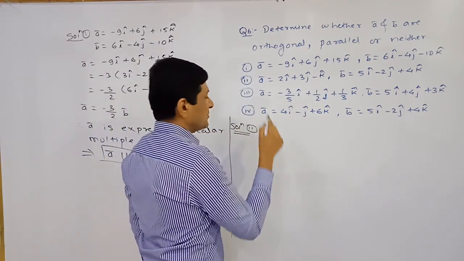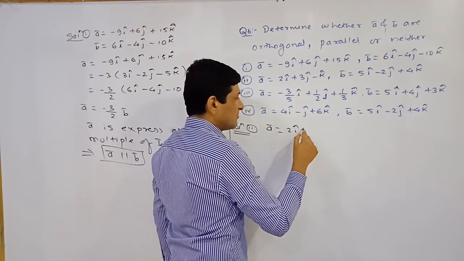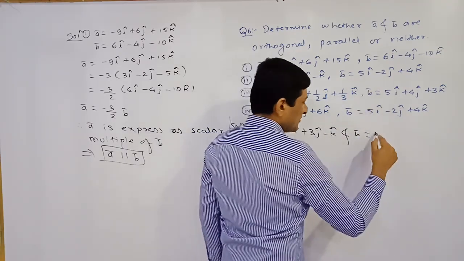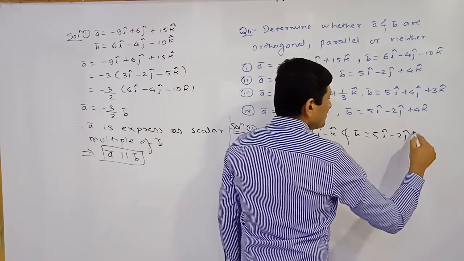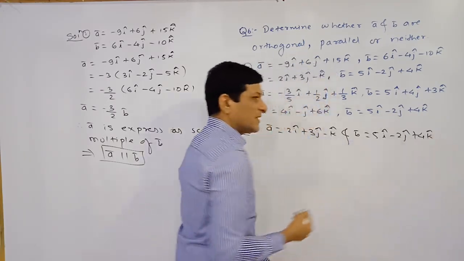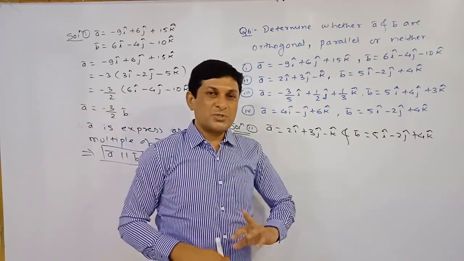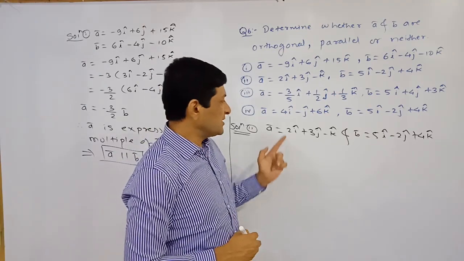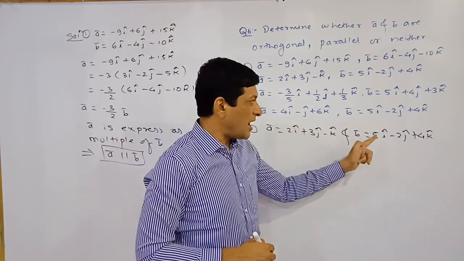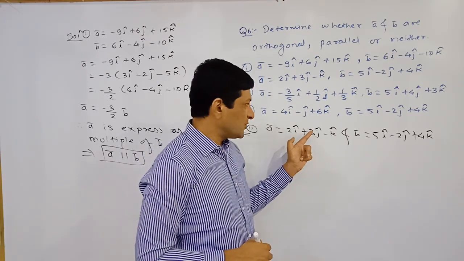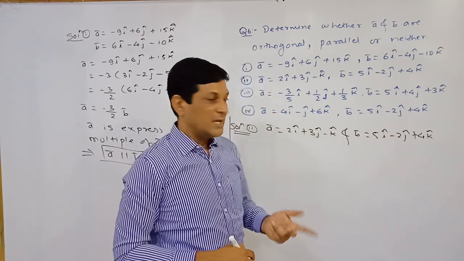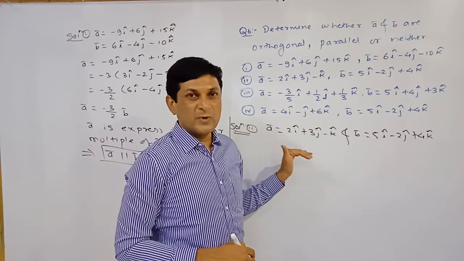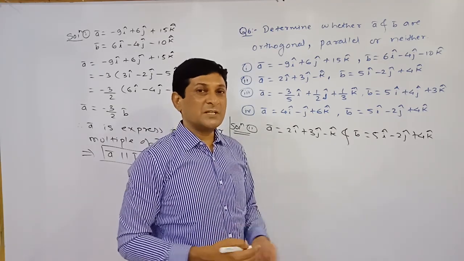In the second example, the first vector is A bar equal to 2i cap plus 3j cap minus k cap, and B bar is equal to 5i cap minus 2j cap plus 4k cap. Now first we will check whether these two vectors are parallel or not. To check that, just take the ratio of the coefficients of i cap, j cap and k cap. What is the ratio of the coefficients of i cap? 2 upon 5, and here the ratio is 3 upon minus 2, meaning minus 3 by 2. Here 2 upon 5 and minus 3 by 2 are unequal, so definitely these two vectors are not parallel.